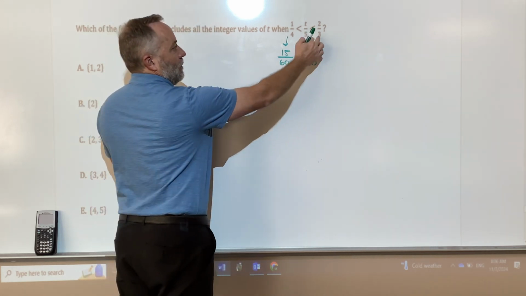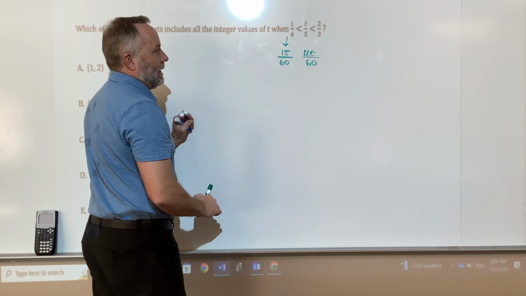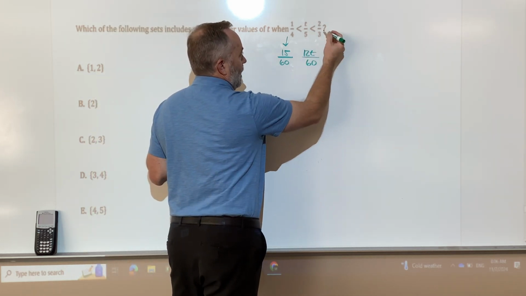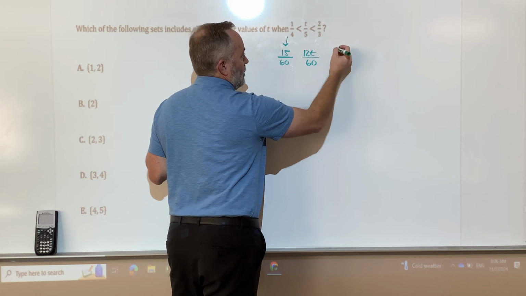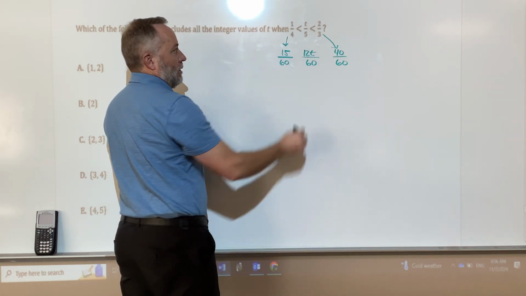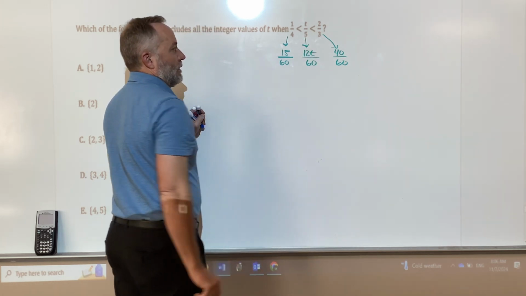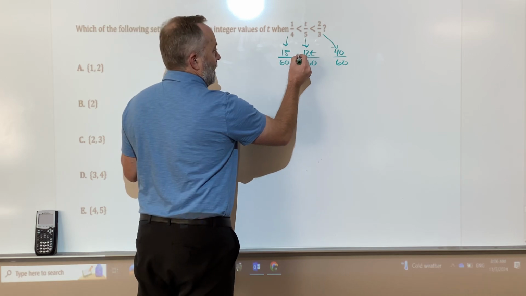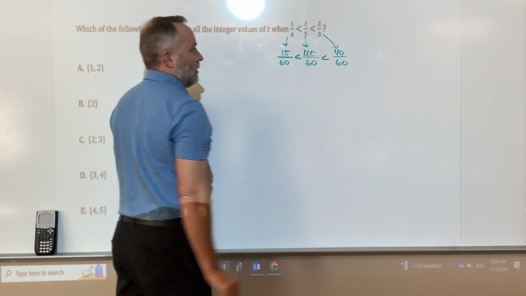And then I have to multiply the 3 by 20 to get it to be 60. So I do that to the numerator as well. So 2 times 20 would be 40, and 3 times 20 would be 60. So 40 over 60 is 2/3. 12t over 60 is t over 5. And I keep my inequality symbols.